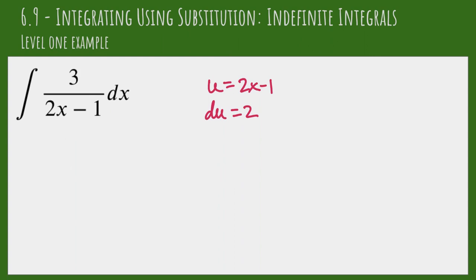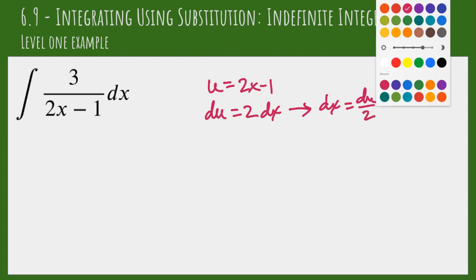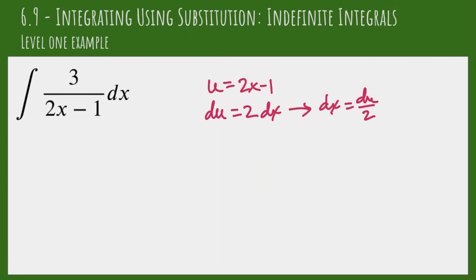Then we take the derivative, so du equals 2 dx. Don't forget the dx here. That's absolutely important because we're going to solve this for dx in order to help us get rid of the dx in our expression. So with our choice of u and the derivative of u, and now solved for the differential dx, now I'm going to make my substitution. So we've got the integral, keep the 3 on the top, u goes on the bottom, now instead of the 2x minus 1, and dx is going to become du over 2.